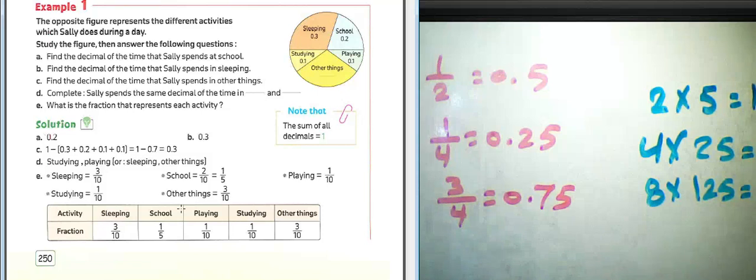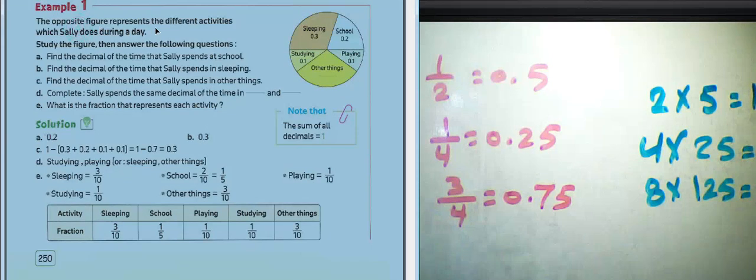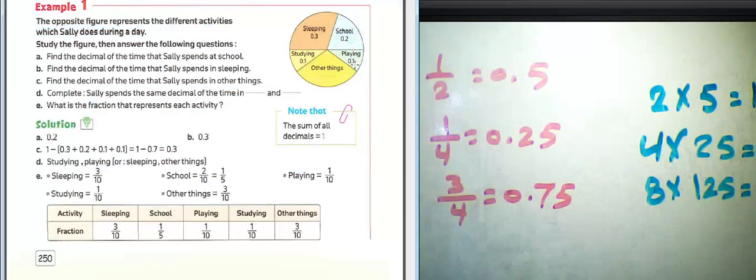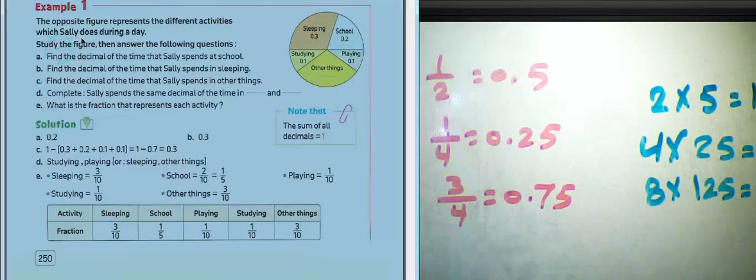We have here the opposite figure represents the different activities. Look at here, different activities: sleeping, school, playing, studying, and other thing. Which does Sally do during the day? Study the figure, then answer the following questions.